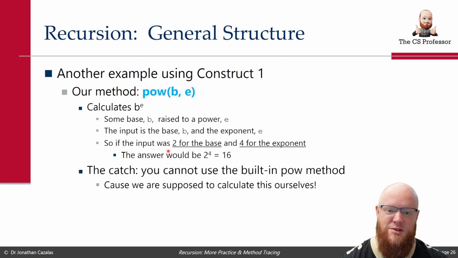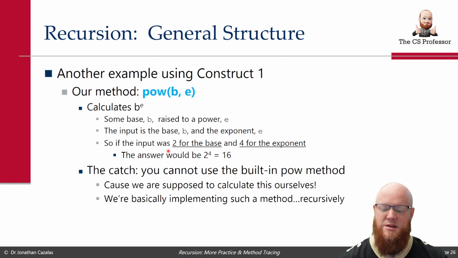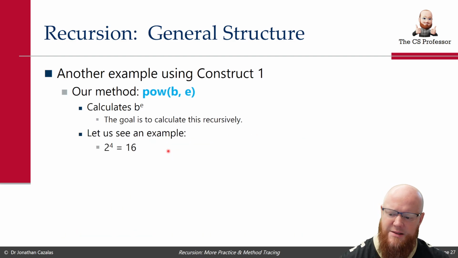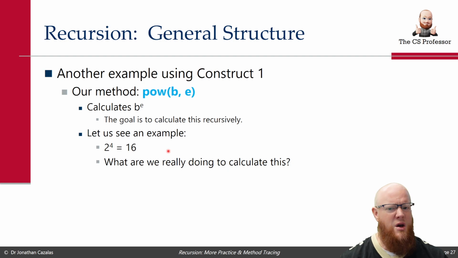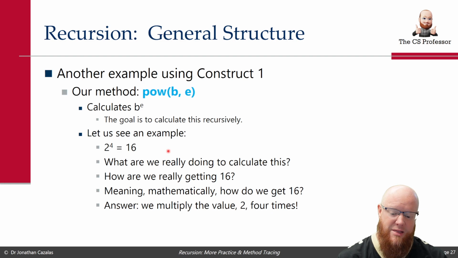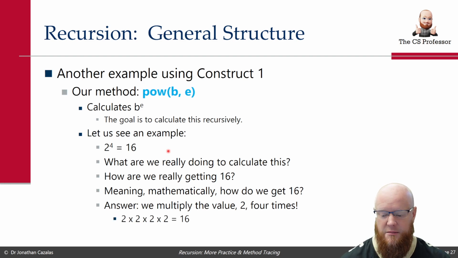We're also not going to use iteration. We want to practice our recursion. So implementing this recursive strategy once again. Let's see this example, 2 to the 4 is 16. What are we really doing when we're using this 2 to the 4th example? How are we really calculating this? How do we get 16? You could say mathematically that we're really multiplying that base 2, we're multiplying it 4 times. You're like, okay, does that help me?